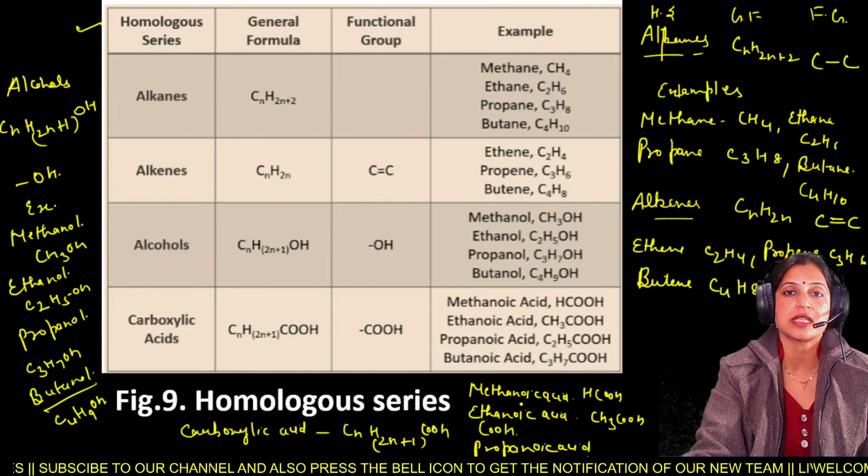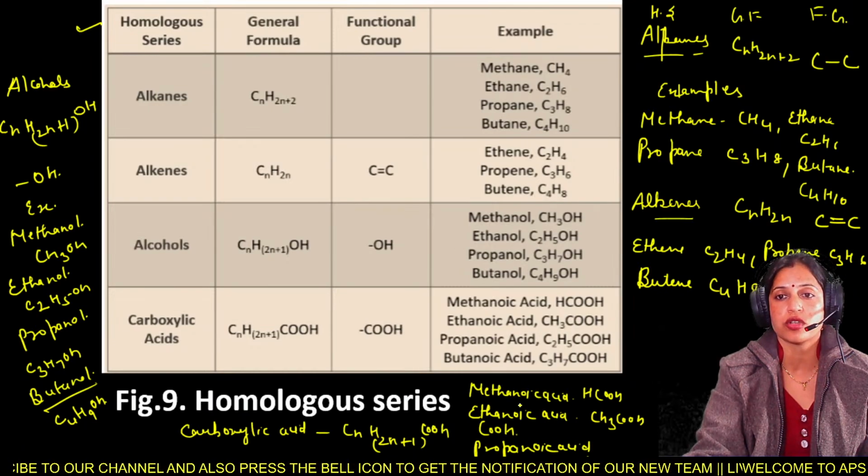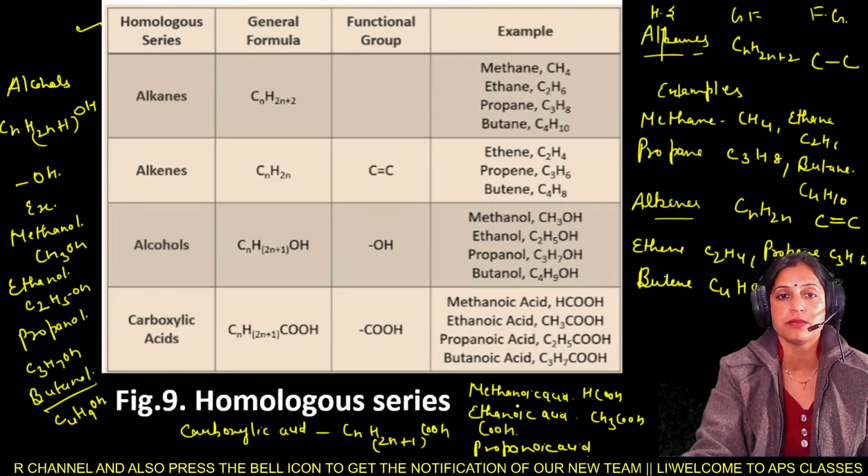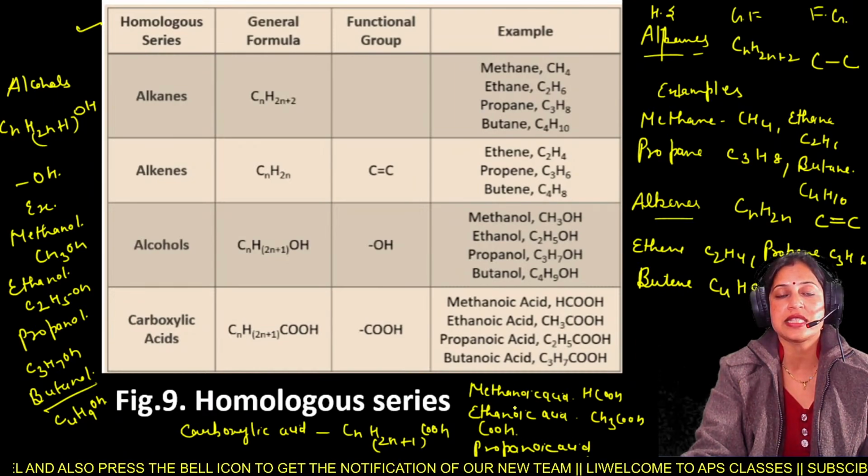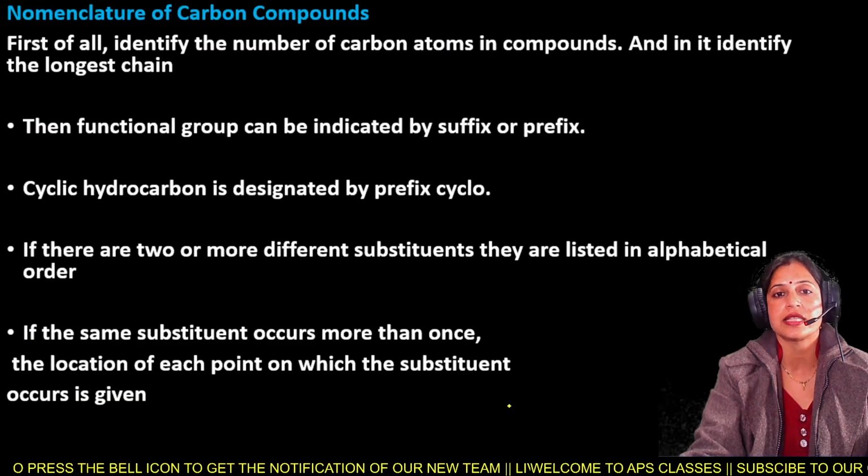various homologous series such as alkanes, alkenes, alcohols, and carboxylic acids, and what are the various examples of the alkanes, alkenes, alcohols, as well as carboxylic acids.